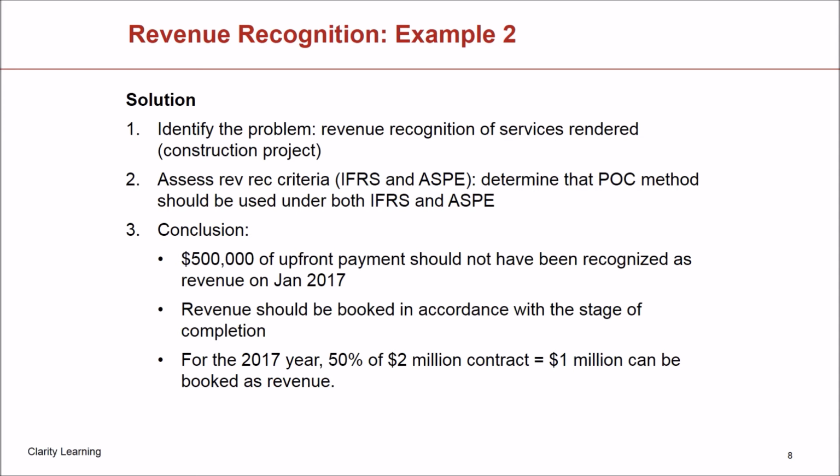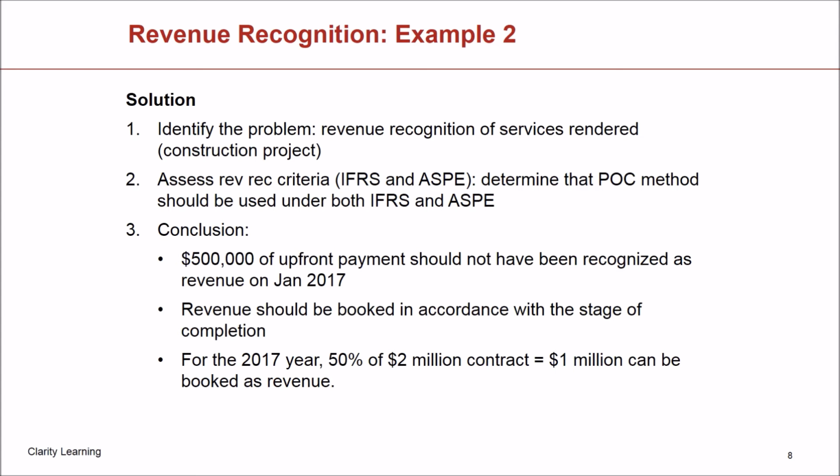Very similar thing for ASPE. We see that performance can be measured reliably, performance can be reasonably assured, and collection can also occur. So we know there isn't too much information in the case, but we can assume that collection is reasonably assured just because Von Grills has already paid $500,000. And using case facts, we also don't have any reason to believe that the outcome can't be reliably measured, or any of those exceptions for not using the percentage of completion method.